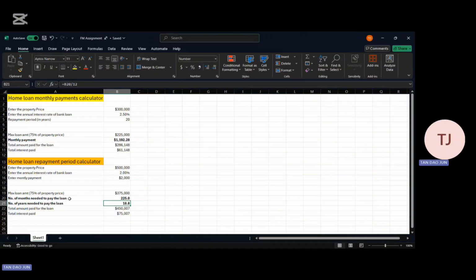Then for number of years, it is number of months divided by 12. Then for total amount paid for the loan, you'll be using max loan amount plus total interest paid. And for total interest paid, you'll be using number of months times the monthly payment, minusing off the max loan amount. And same thing, I can change the values around and have a different set of outputs for the 5 outputs.